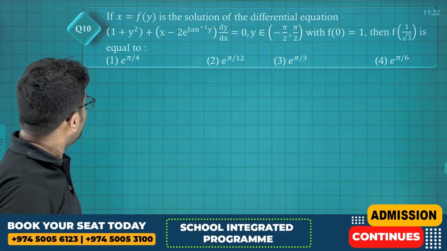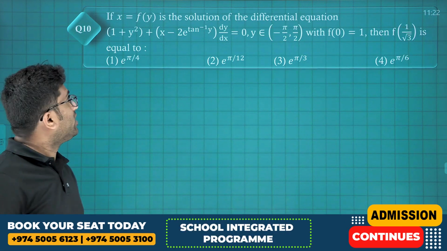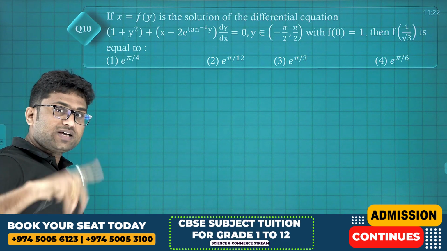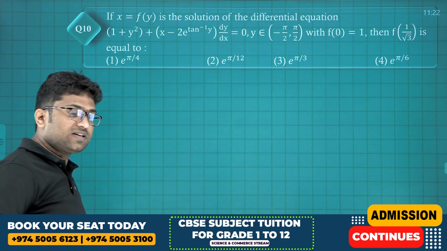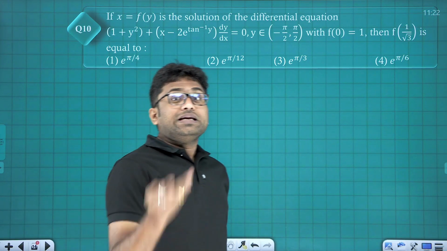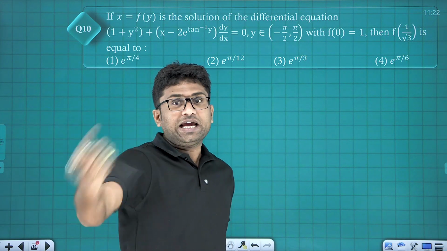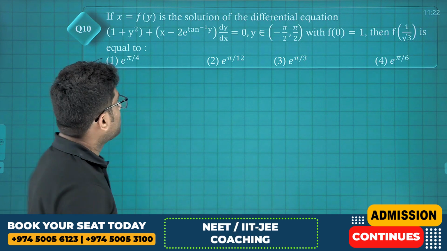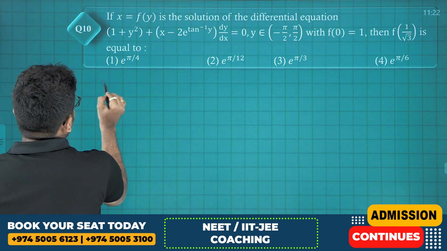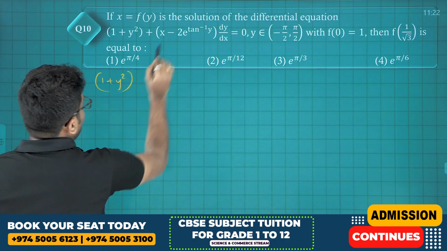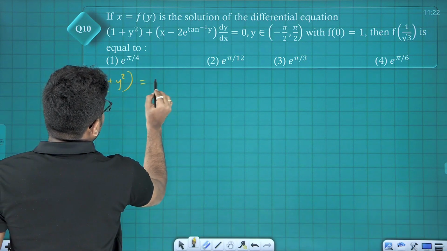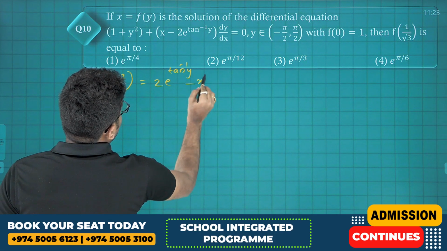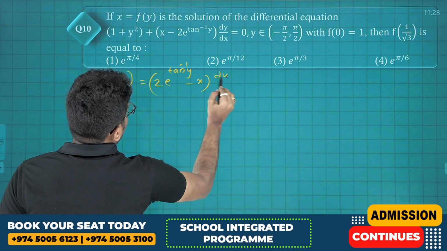Next question. If x is equal to f of y, clearly they have given x in terms of y as a solution. X in terms of y as a solution means x is a function of y. So LDE type 2 it is. LDE type 2 means dx by dy. So clearly, 1 plus y square, we'll take this to the other side, then we get 2 times e power tan inverse y minus x into dy by dx.